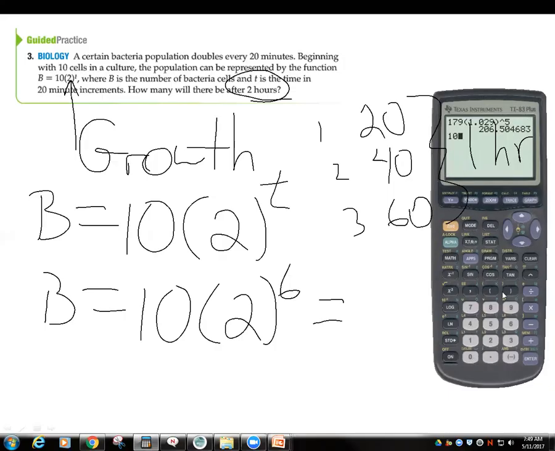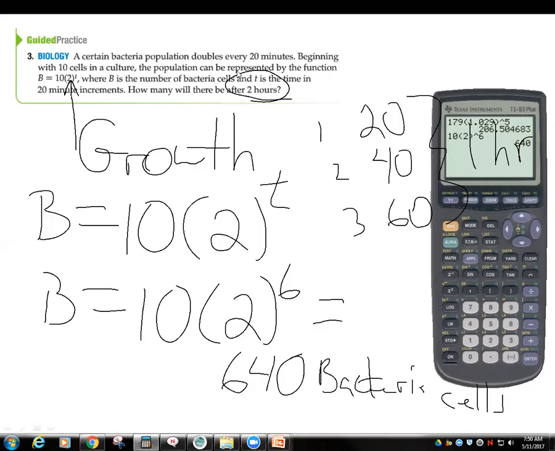So you have 10 times 2 to the 6th power. And that would be 640 what? 640 bacteria. Now, it just says that B is the number of bacteria cells, so put cells on there. It's not the number of bacteria cells in thousands or millions or billions or trillions or hundreds or anything like that. It's just 640 bacteria cells. There we go.